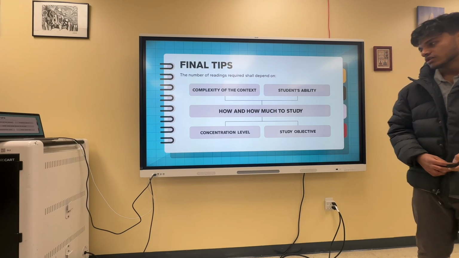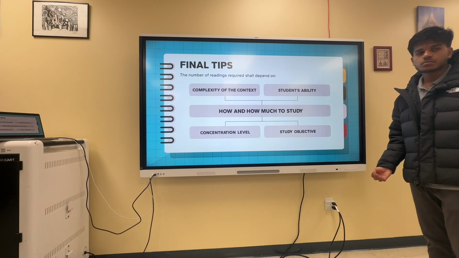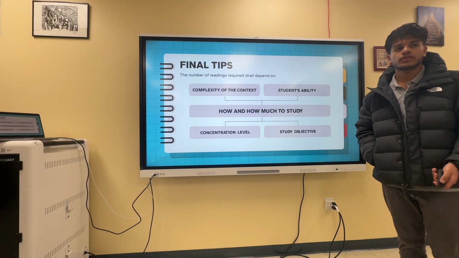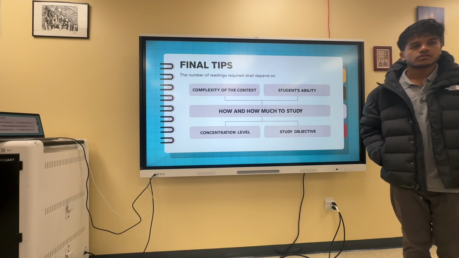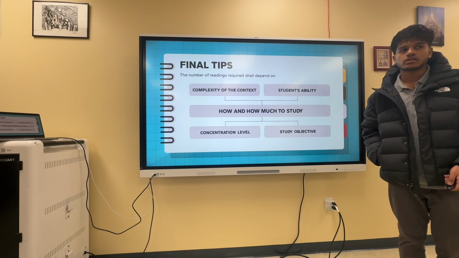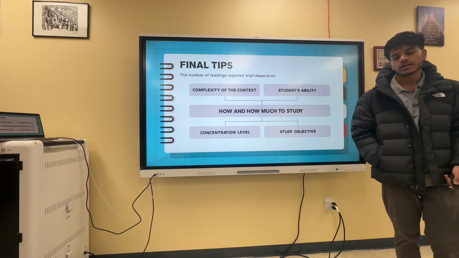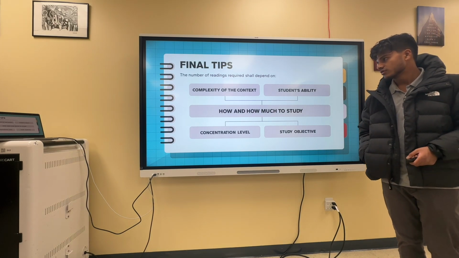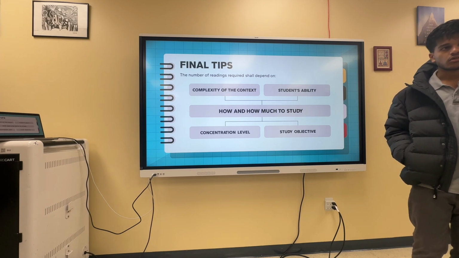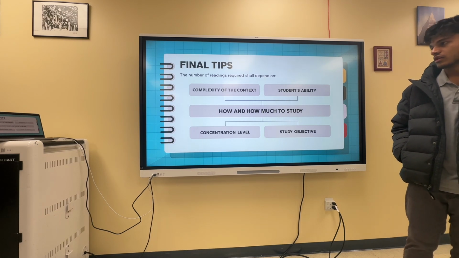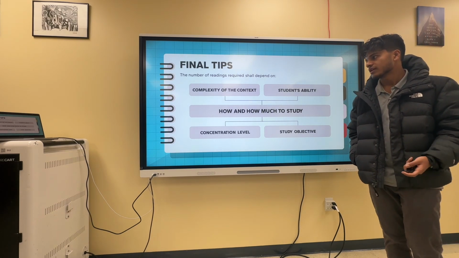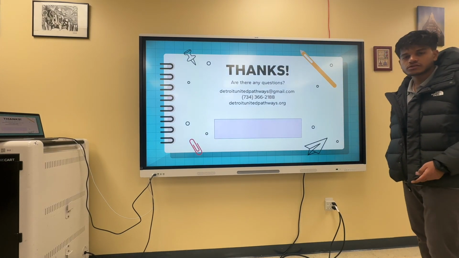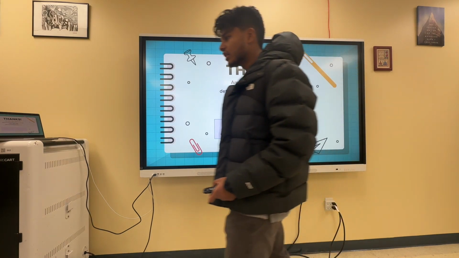And then again, concentration level and study objective. This is part of how to study, making sure you're concentrated on specific types of objectives. Let's say you're studying words in context, which is another type of question covered on the SAT. You want to make sure you're really concentrated on that, and the more you study, the more your ability rises, and the less complex the context gets. Okay, so this concludes our ELA presentation.